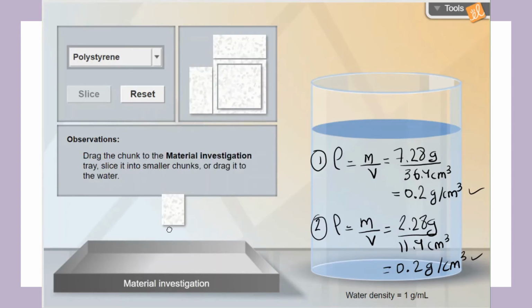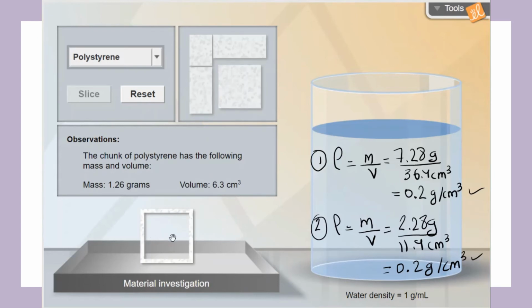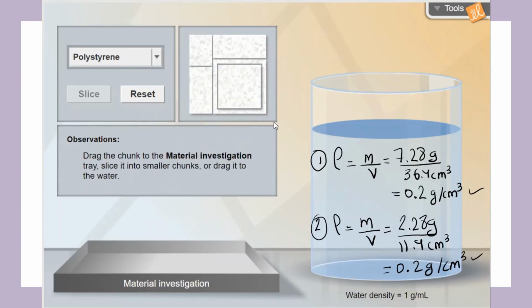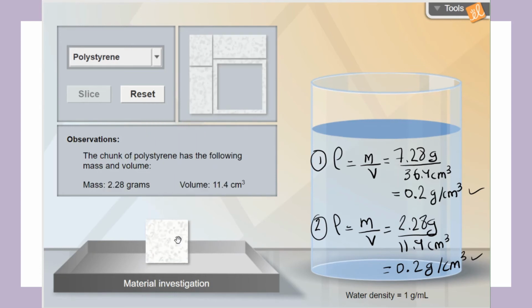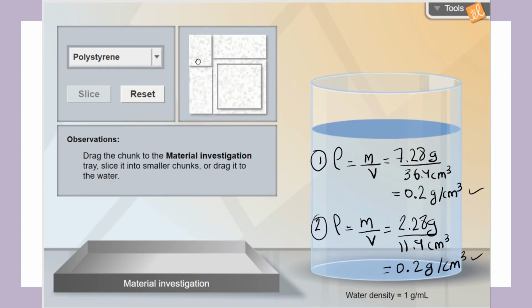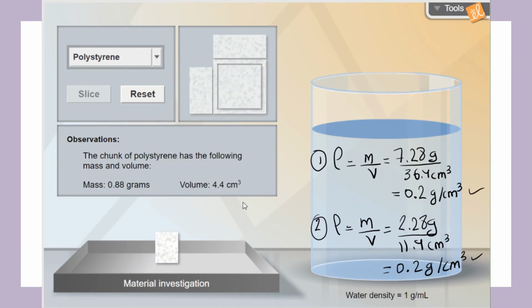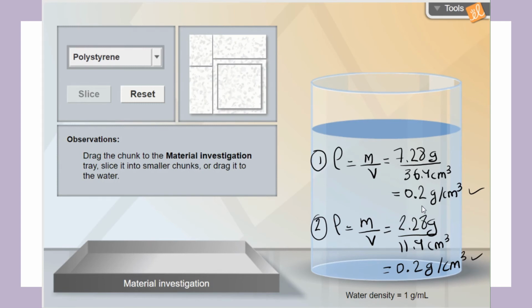Guys, if you try another piece, you'll get the same density. If you try this one, you'll get the same density. So, what can we conclude? We conclude that the density is a property of matter and that every substance has its unique density. Even if I took a big piece, I will have exactly the same density as if I took a smaller piece, although the mass and the volume differ. But once you find the density, you'll find that it is the same.